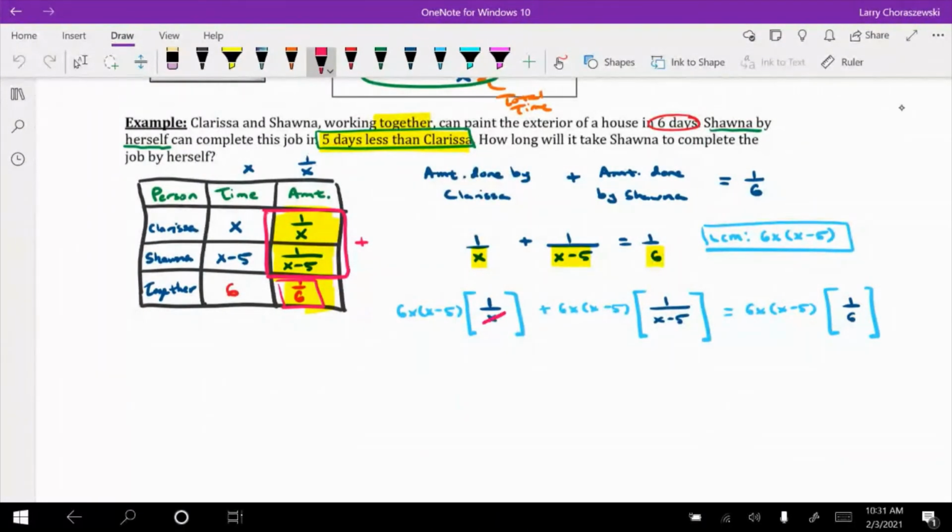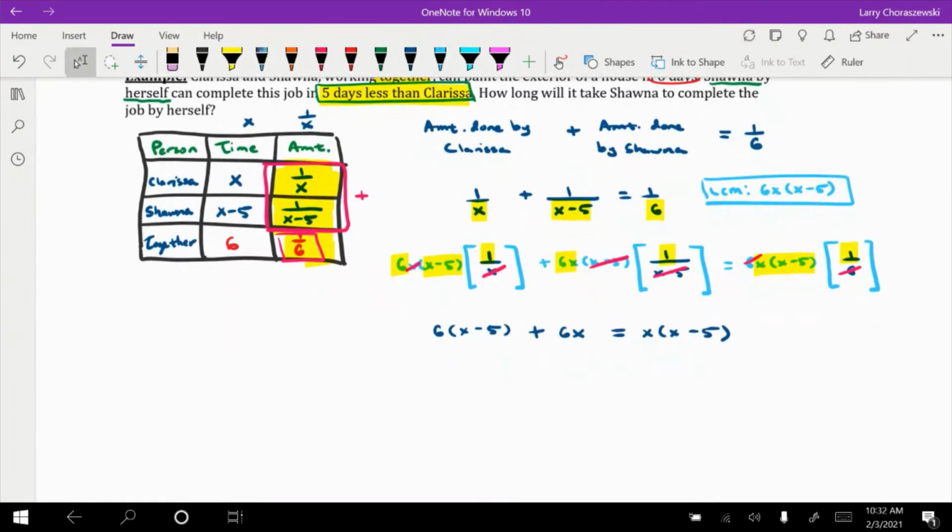All right. So the x's cancel out here, leaving behind 6x minus 5 and 1. I'm going to write that as 6 times quantity x minus 5 plus the x minus 5's cancel, leaving behind 6x times 1. I'm going to write that as 6x. And on the right-hand side, the 6's cancel out, leaving behind x times x minus 5 times 1. So hopefully that's what you got when you simplified.